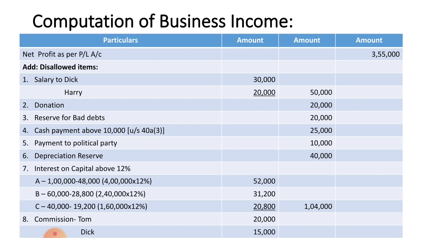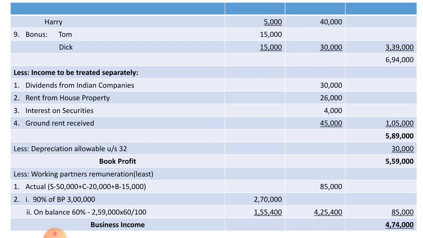Next, 60,000 minus 12% of 2 lakh 40,000, 28,800, that amounts to rupees 31,200, and interest on capital of C rupees 20,800. Total of interest on capital amounts to rupees 1,04,000. Next, commission to Tom 20,000, commission to Dick 15,000, and commission to Harry 5,000. Total is 40,000. Next, bonus to Tom 15,000 and Dick 15,000. Total 30,000. So the total disallowed items amounts to rupees 3,39,000.